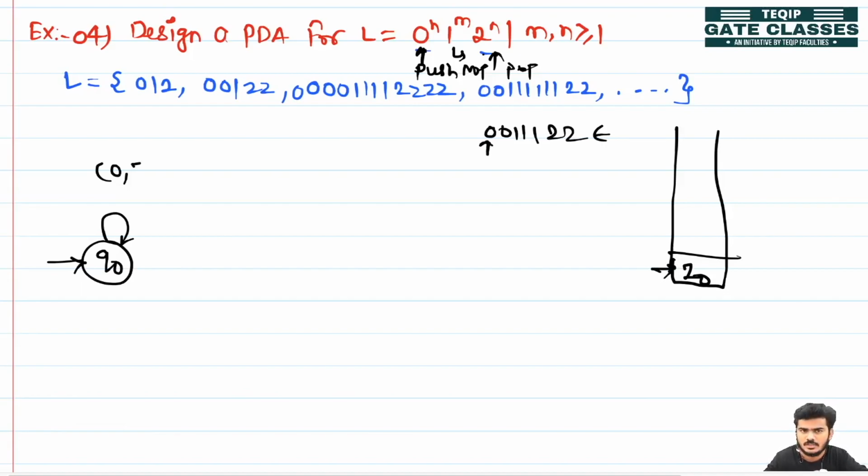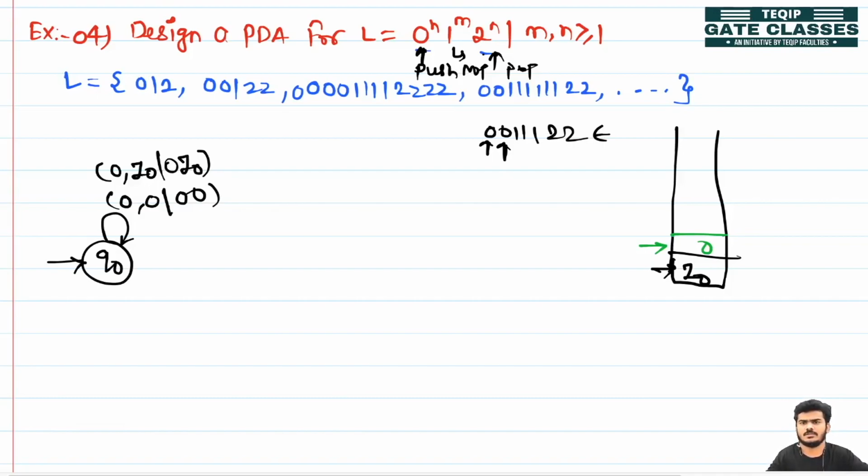So input 0 and top of the stack is z0. What we will do, we will push that 0 into the stack. So I have pushed this 0 into the stack, and I have moved the top pointer of the stack to the 0. So again I have the input 0 and top of the stack is now 0. So I will push that 0 into the stack, so it will become 0 0. Similarly, by doing this we can push all the zeros in the stack.